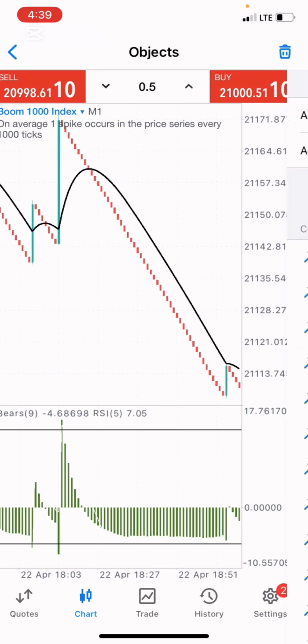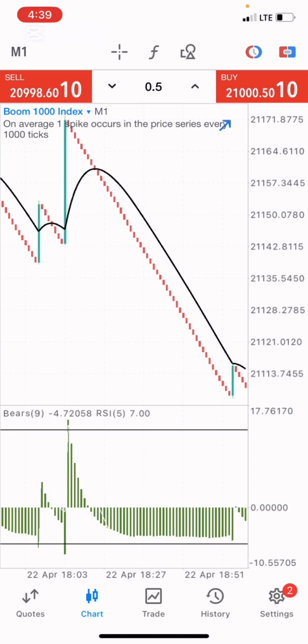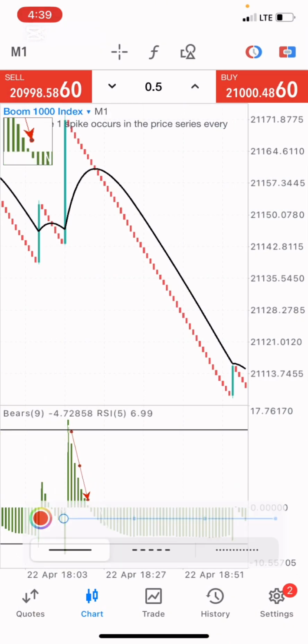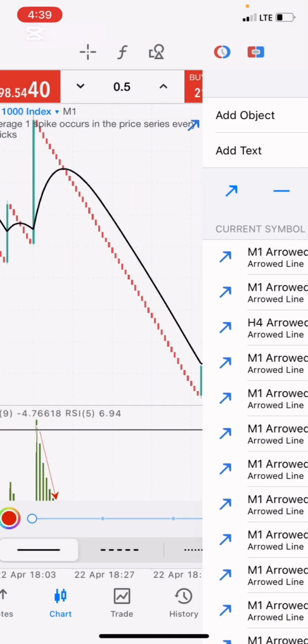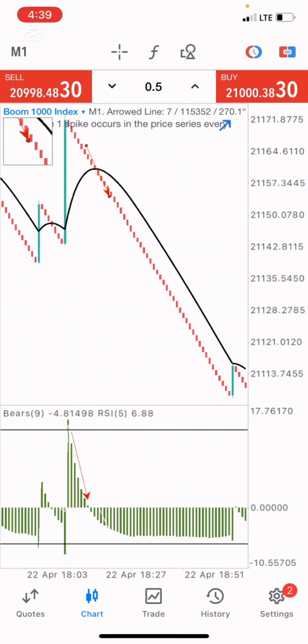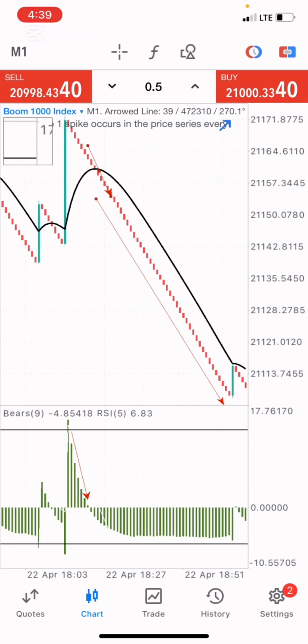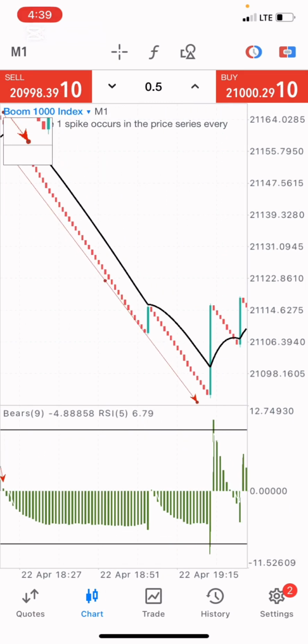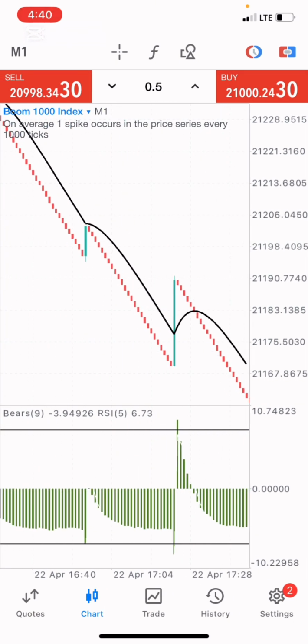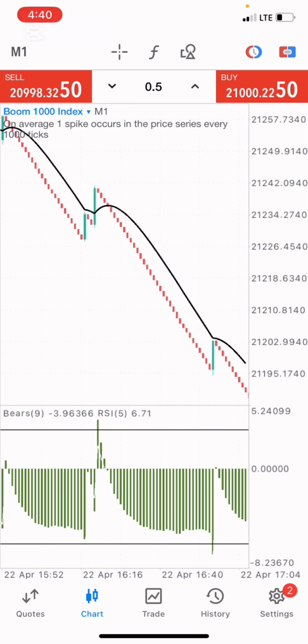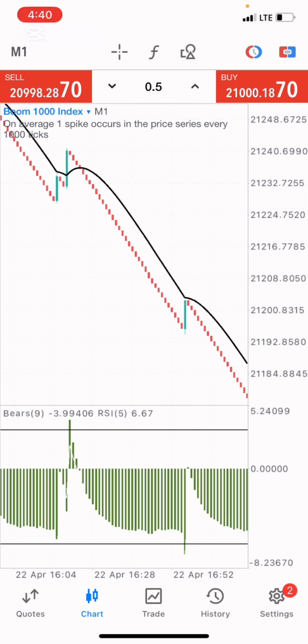This is another one. You can see it declined successfully, broke and closed below the moving average successfully, and you can see how far down it went from there. All right, but to get this right, make sure that all other confirmations that I explained are met before you even come down to the 1 minute time frame to make your entry.